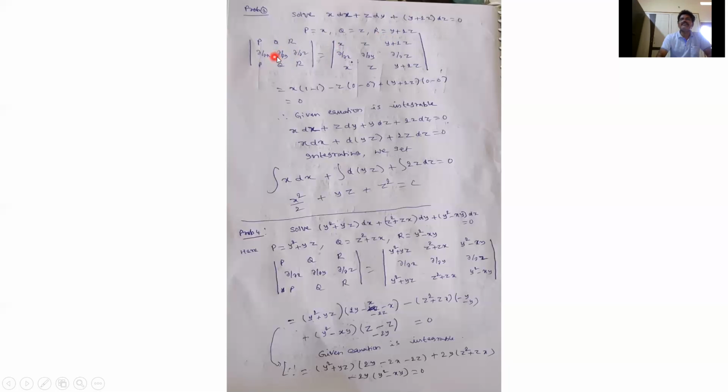First, to find the condition of integrability, we check the condition by determining the determinant with rows del by del x, del by del y, del by del z, and P, Q, R. Here P is x, Q is z, R is y plus 2z. So x into del by del y of y plus 2z.